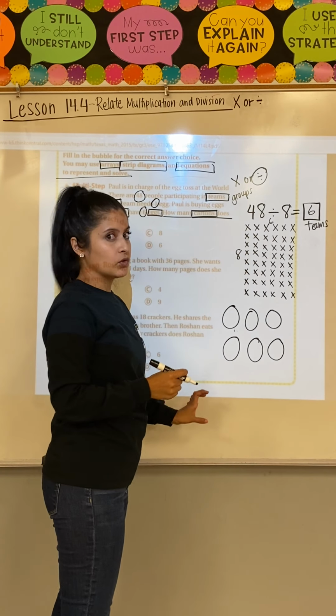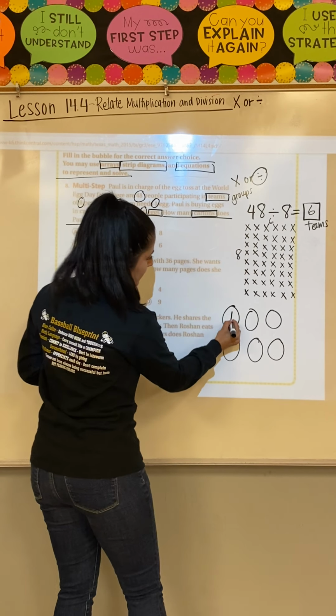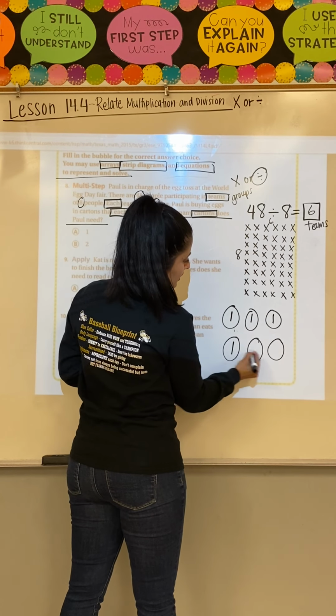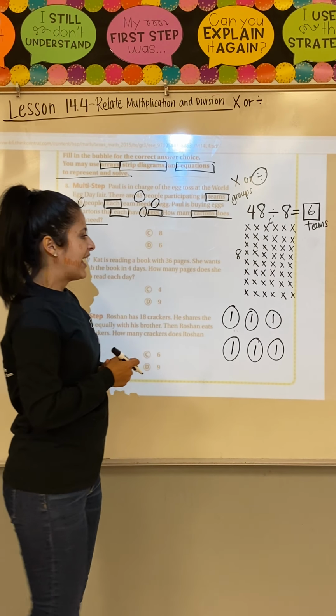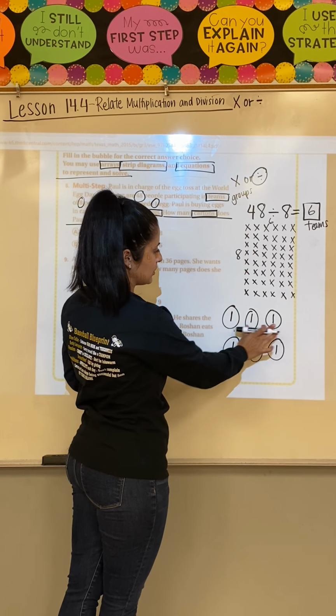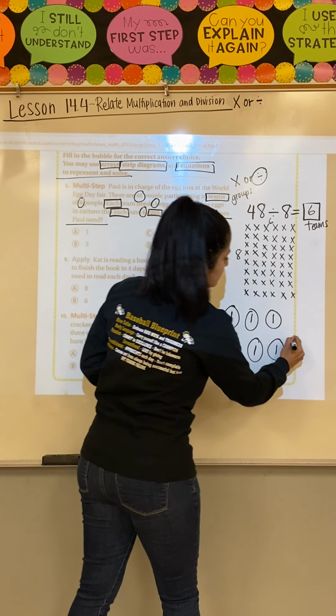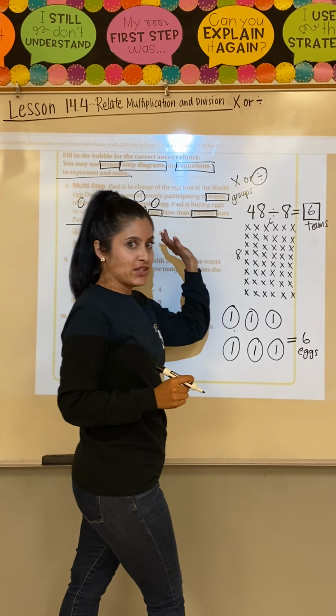I'm now using my equal group strategy. Each team needs 1 egg. They need 1, they need 1, they need 1, so on and so forth. Okay, well, how many eggs do they need? 1, 2, 3, 4, 5, 6. So we need 6 eggs for this event.